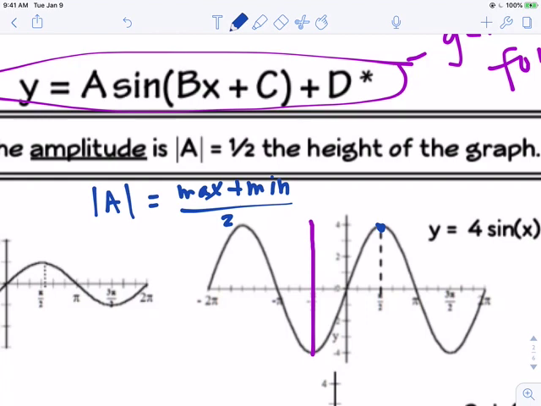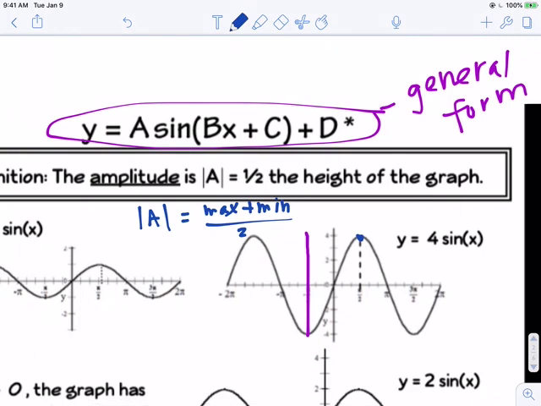So max value plus minimum value divided by 2, well, you will get the amplitude. We want to be careful to make sure that we're talking about absolute value of these numbers. So for example, absolute value of this, 4, absolute value of this, or add them together, you get 8 divided by 2, and you get 4. And that's the height of any one hump. Does that make sense? All right. So that's how you can do that.